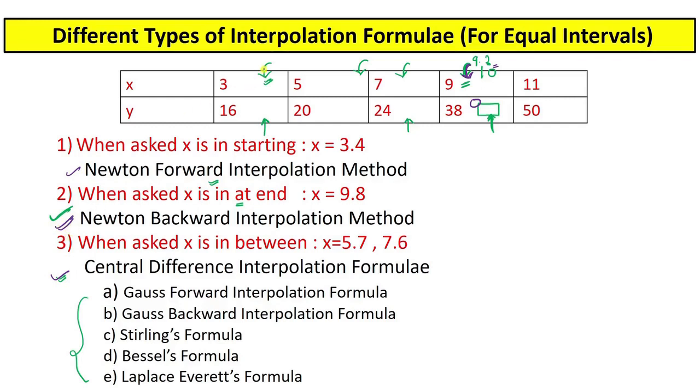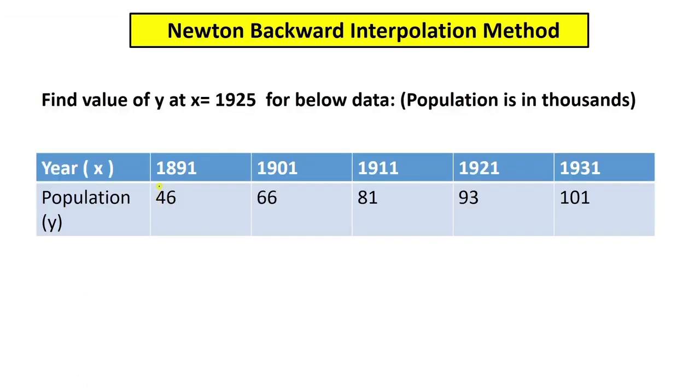So you have to see which type of x value is given to you, whether it is in the starting, in the middle, or at the end. Accordingly, you can use the different formula to get the accurate, or you can say nearby correct, values. So let's study the Newton backward interpolation method with the help of a working example. So here is our question.